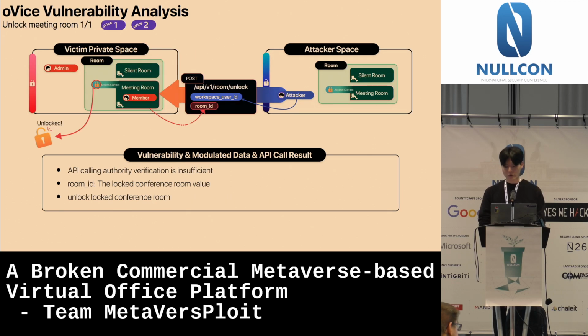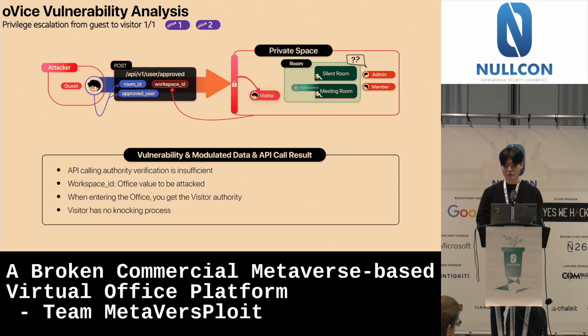The following is a vulnerability that can unlock or lock the meeting room. The root cause of the vulnerability is the lack of verification of the API caller's permission. When calling the API, it modifies the attack target room value, room ID, into the attack target room ID and requests it. If tampered with, you can unlock or lock the meeting room.